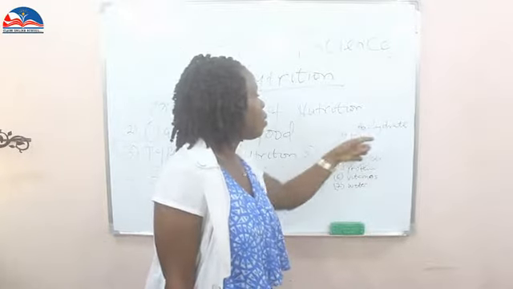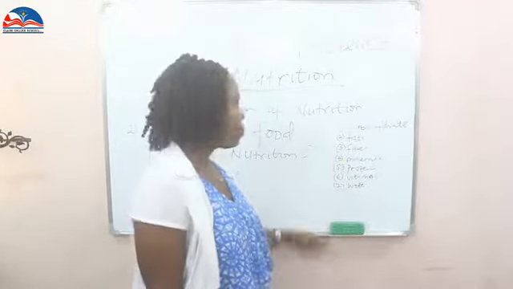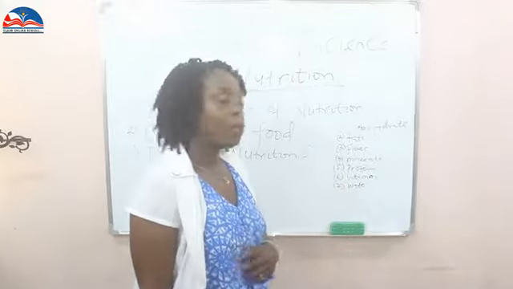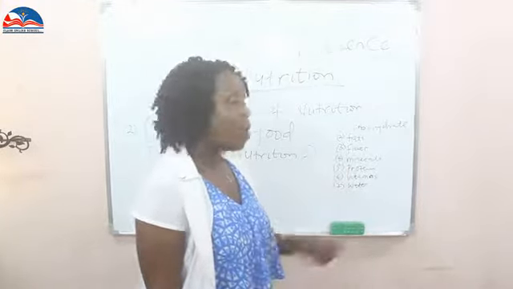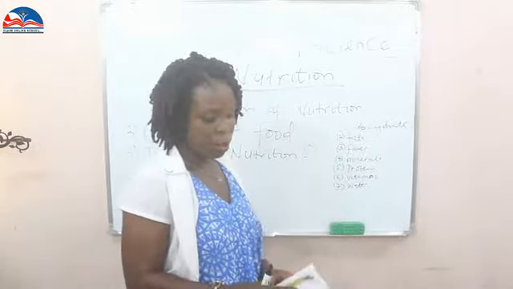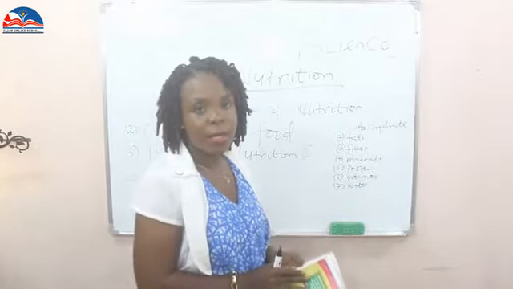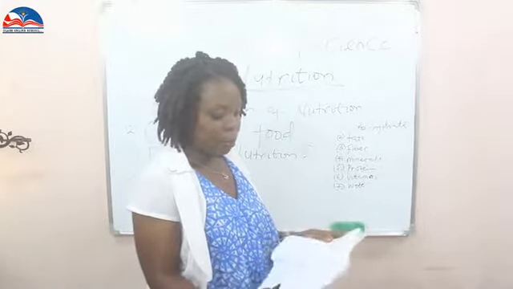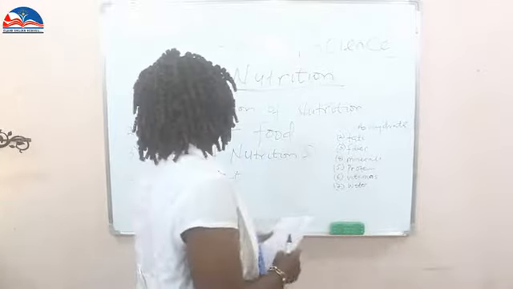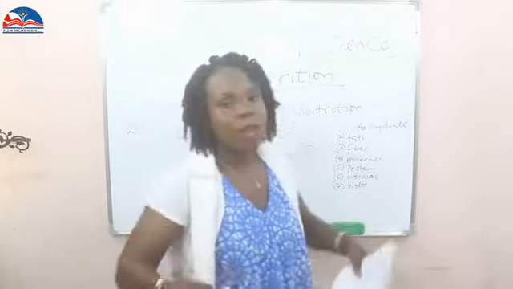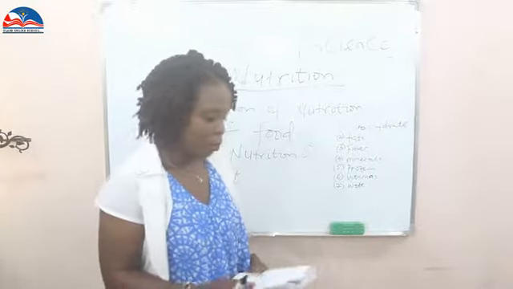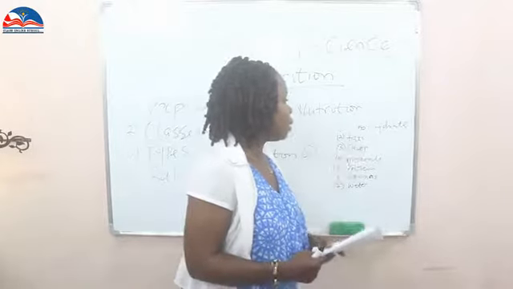We have number 1, we have carbohydrate. We have fats. We have fiber. We have minerals. We have protein. We have vitamins. And we have water. How does each of these function in our body? How does each of these types or classes of food help our body to be healthy, to grow, and to function? Now, we want to talk about the carbohydrate.